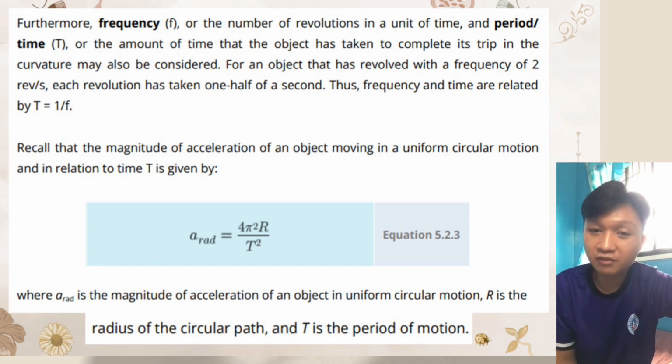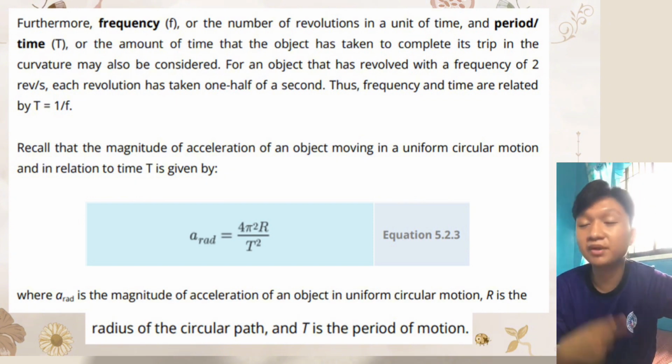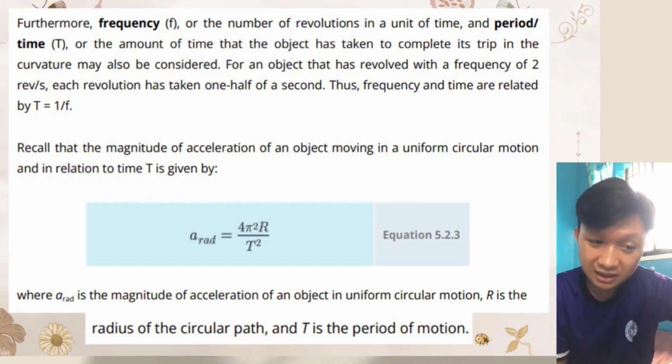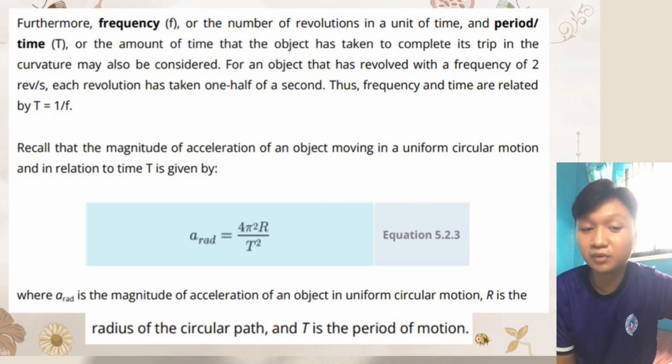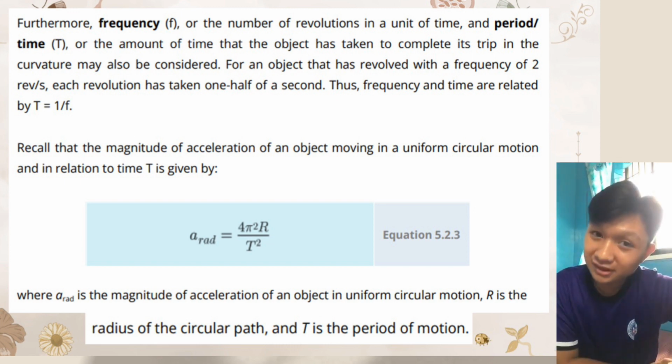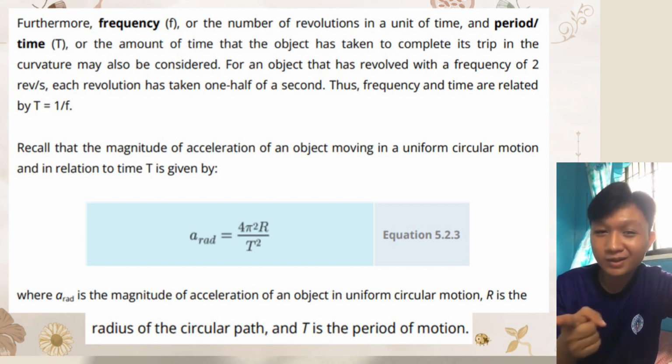So recall that the magnitude of acceleration, or a_c, of an object moving in a circular motion and in relation to time is given by equation 5.2.3: magnitude of acceleration equals 4 pi squared times radius over time squared, where R is the radius and T is the period of motion. So let's proceed to the examples that will be reported by my partner.